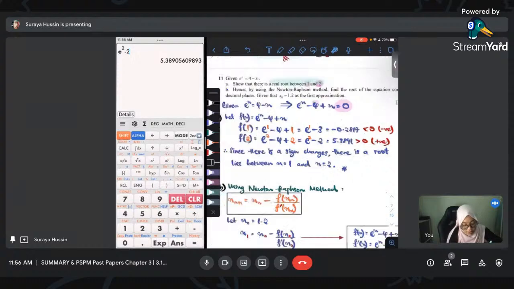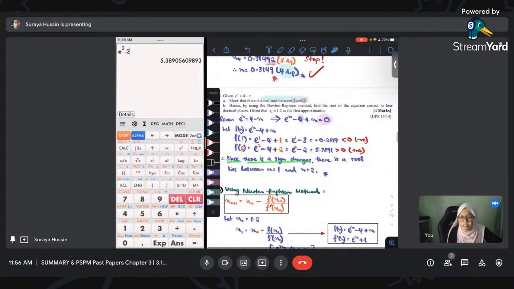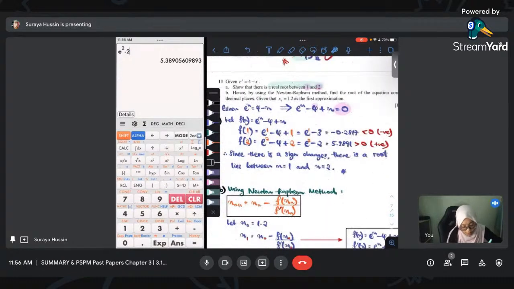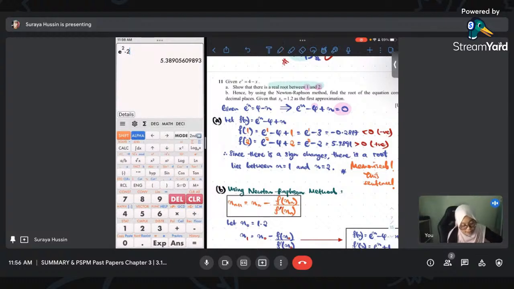So since there is a sign changes, buat je ayat saya ni, hafal je ayat saya ni. Okay, just memorize this. I need you to hafal this, memorize this sentence. Okay, if you memorize this, there is no problem at all in PSPM lah. I can confirm you that. Okay, so since there is a sign changes, there is a root lie between x equals to 1 and x equals to 2. That's it. And therefore, you have shown it. Put a bracket, write down shown.